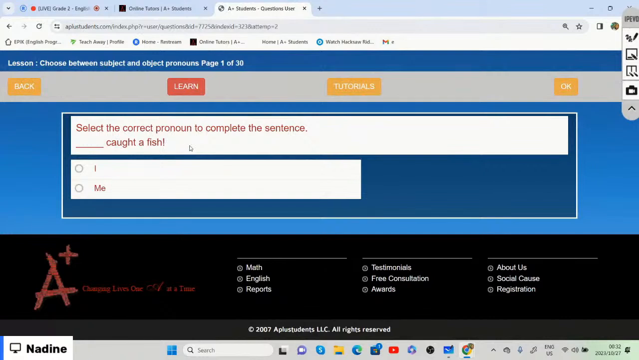We need to select the correct pronoun to complete the sentence. Caught a fish. Did I caught a fish or me caught a fish? If we select the correct pronoun, we can say, I caught a fish.